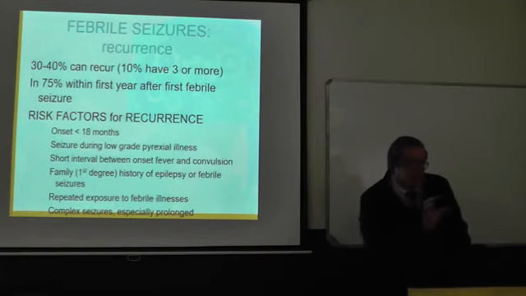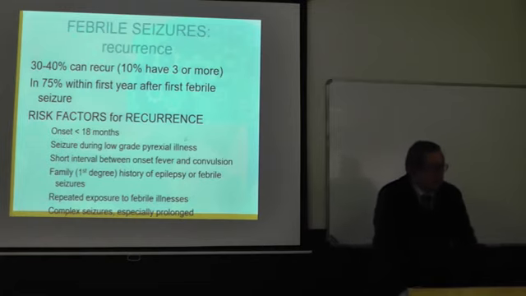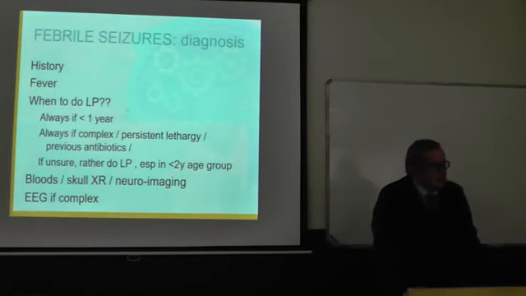Now, you remember the risk factors were for having febrile seizures. Now, these are the risk factors for recurrence. As we said, 30 to 40% can recur, and 10% can have 3 or more febrile seizures. The risk factors for recurrence would be onset below 18 months of age, low-grade pyrexia, short interval between the fever and the convulsion, family history of epilepsy, repeated exposure, that means being in daycare, and if there's complex seizures, especially if it's prolonged.